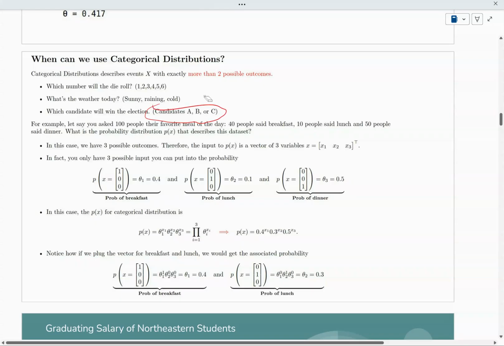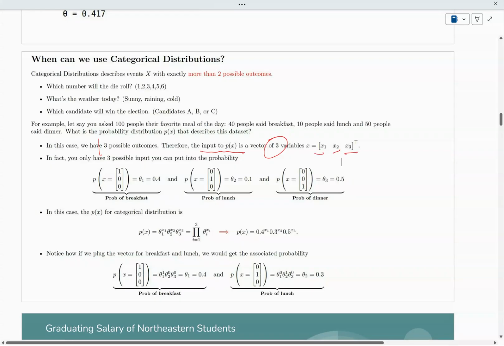So, for example, let's say you ask 100 people their favorite meal of the day. 40 people say breakfast, 10 people say lunch, and 50 people say dinner. What is the probability distribution P of X? In this case, we have three possible outcomes: breakfast, lunch, and dinner. Therefore, the input is a vector of three variables, x1, x2, x3.